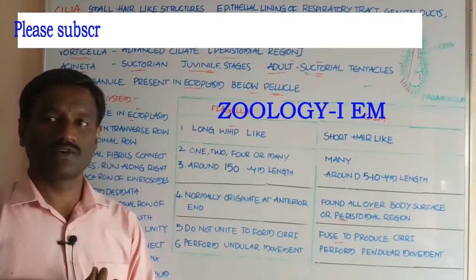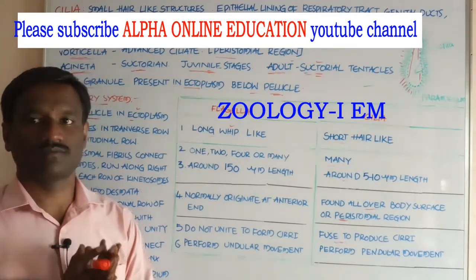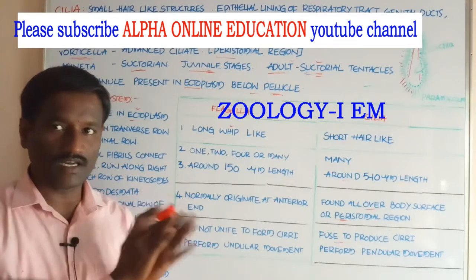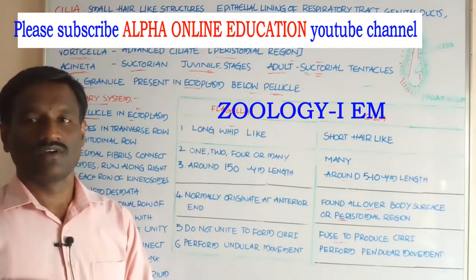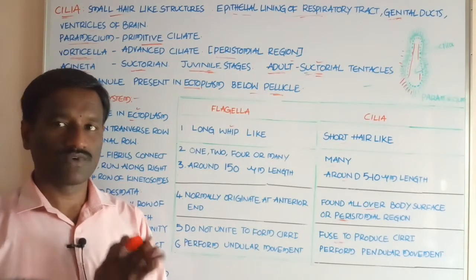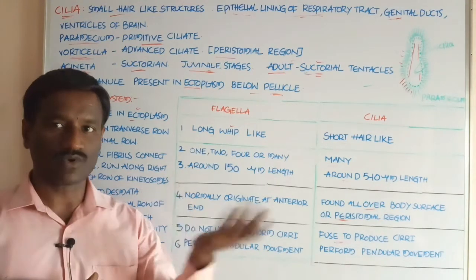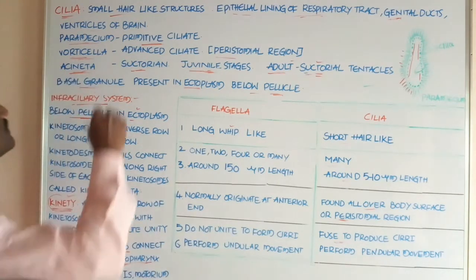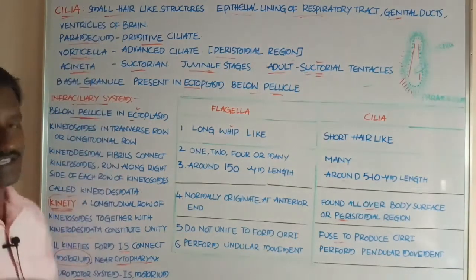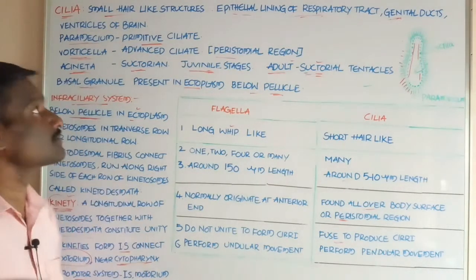Let us discuss cilia. Cilia are the locomotor structures present in ciliate protozoans. Protozoans which have cilia for locomotion are called ciliate protozoans. Students, cilia are small hair-like structures.